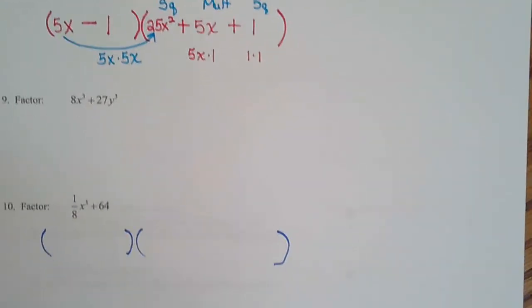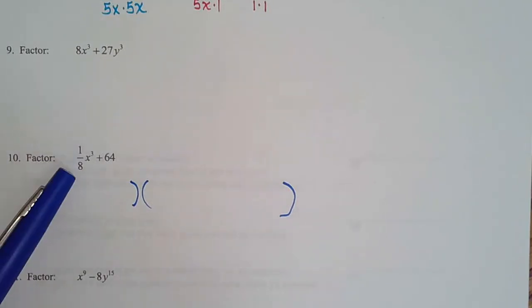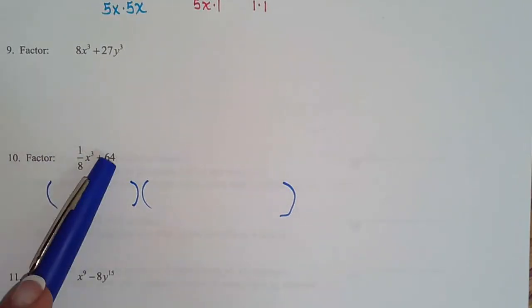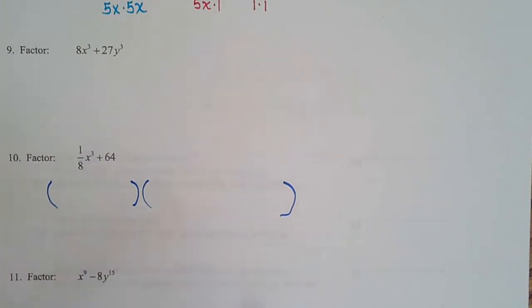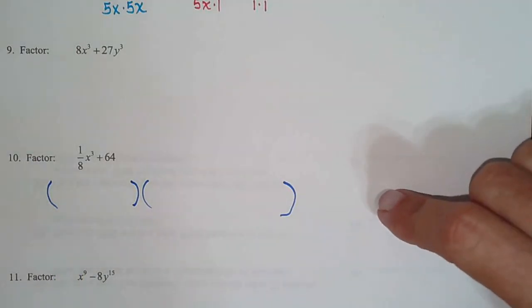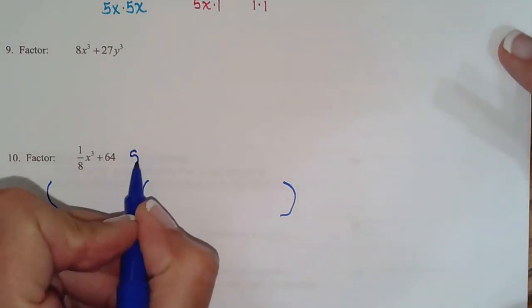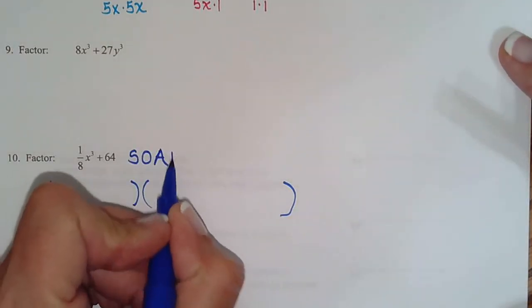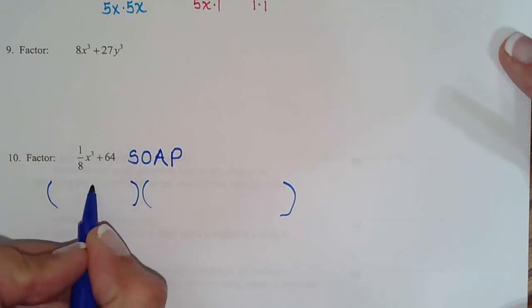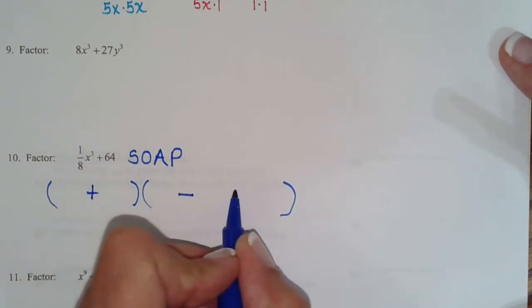We're just getting ready to work on number 10. We had verified that they were all cubes: cube of 1, cube of 2, cube of x, cube of 4, and it doesn't matter whether it's plus or minus. With squares, it can only be minus. With cubes, it can be either one. So we start out with setting our signs in SOAP. So same as the original problem, opposite of the original problem, always positive.